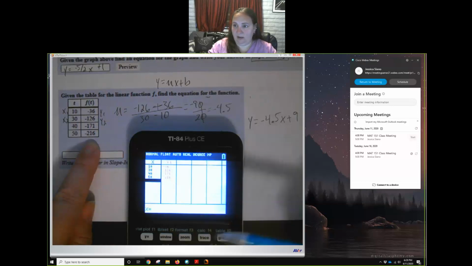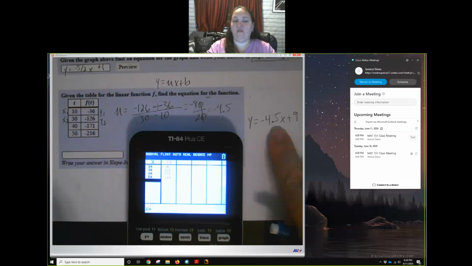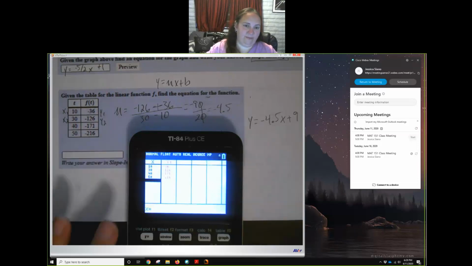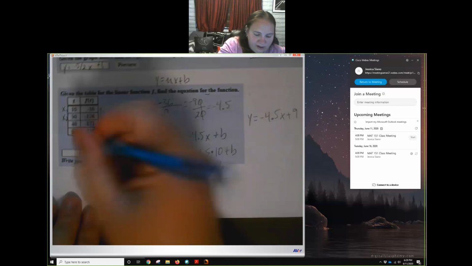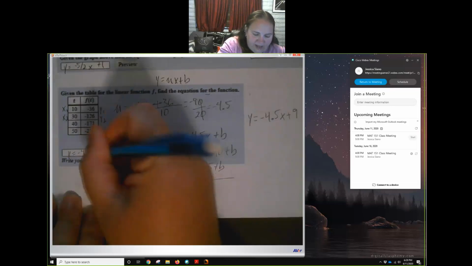Yes, I did. So I'm 100% sure now that this is the right answer. So before I hit that submit button, I can feel confident knowing that my answers were right. There we go. Are you with me on that one? Okay, so y equals negative 4.5x plus 9.